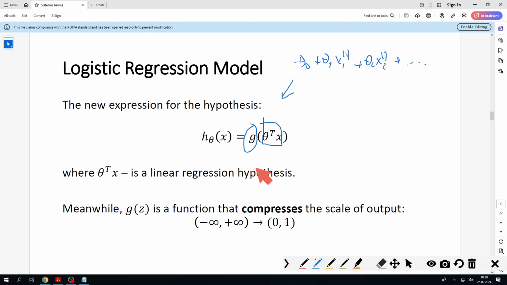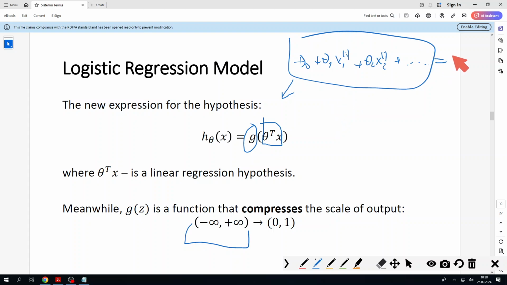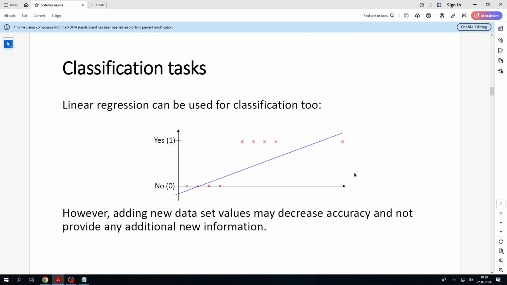And the goal for us is to compress the output, which is possible for this kind of formula, so this is your h theta, yes, from minus infinity as a minimum up to plus infinity as a maximum, yes, which is basically true if you decide, let's say, to continue this line infinitely. So I can actually draw this line all the way up to plus infinity eventually.